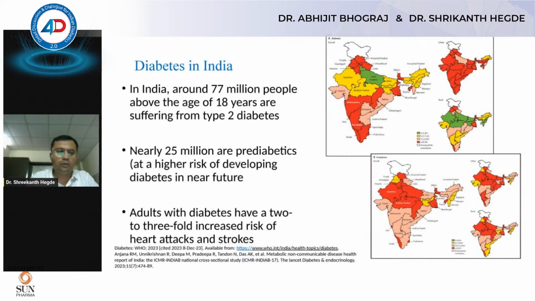So as we all know, India is the diabetes capital of the world. We also have a large number of pre-diabetics, as well as diabetics. Adults with diabetes, those with type 2 diabetes and a small group with other types of diabetes, have about a 2 to 3 fold increased risk of developing heart attacks, cardiovascular disease and stroke. So this is a very alarming state.